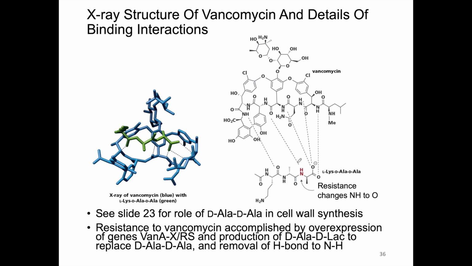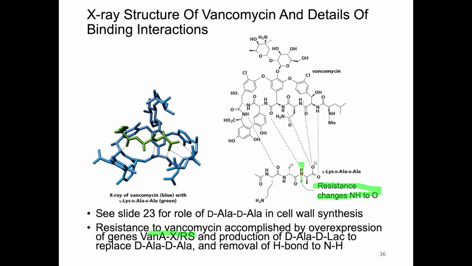In the scheme on the right, highlighted in red, is a particular NH, and that's highlighted because in some vancomycin-resistant organisms, those that express the VanA to X and RS genes, the NH is switched to an oxygen atom.